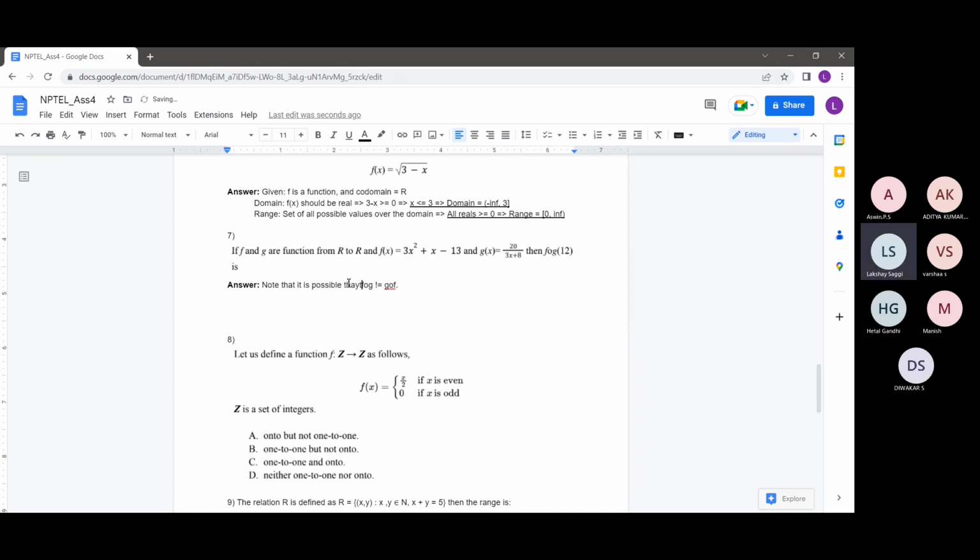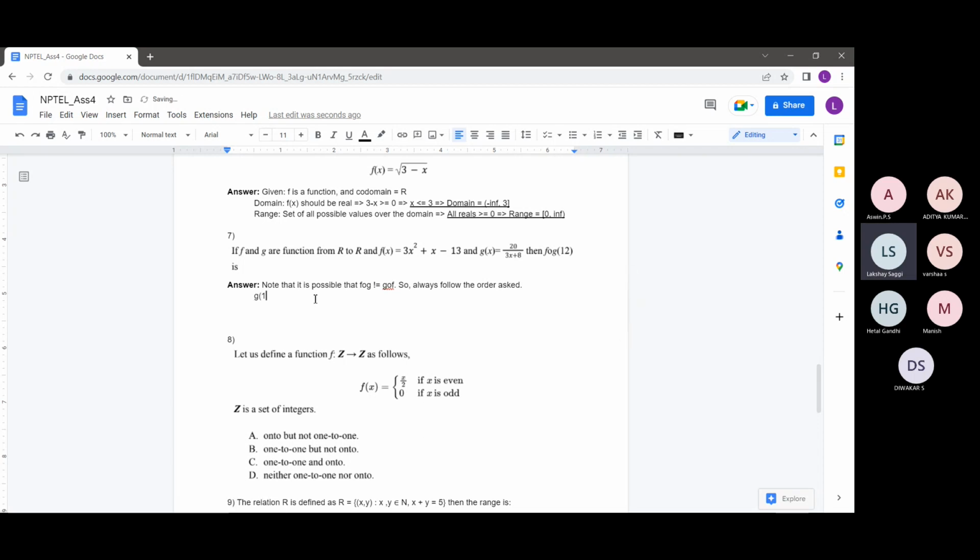Just writing this note in a different language, it is possible that FOG is not equal to GOF. So always follow the order asked. Here the order asked is FOG, so we'll evaluate G and then F. I guess this note is clear and self-explanatory.